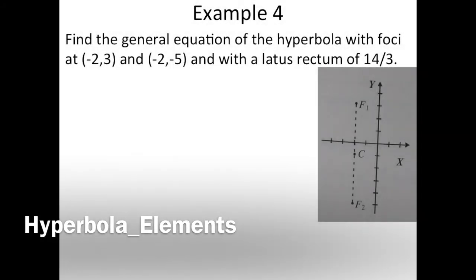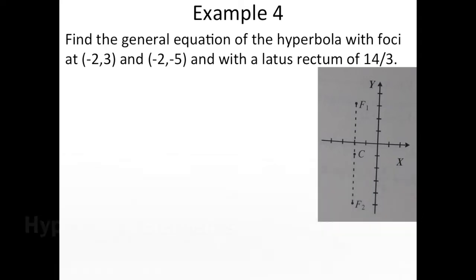In this example, we're going to see how to find the general equation of a hyperbola if I give you specific elements. So for example, it says the foci at negative 2, 3 and at negative 2, negative 5. If I graph that, that would be my first recommendation: graph what they're giving you. So at negative 2, 3 and at negative 2, negative 5, I have two foci. And it has a latus rectum of 14 over 3.